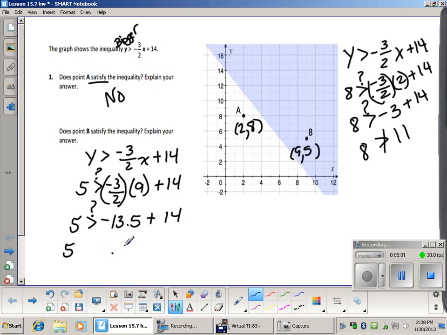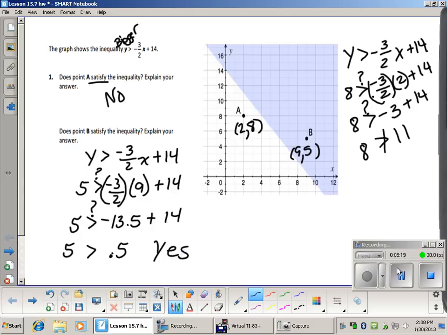0.5. Notice this was a negative. So, is this true? Is 5 bigger than 0.5? Absolutely. So, does point B satisfy the inequality or make it true? Yes, it does.